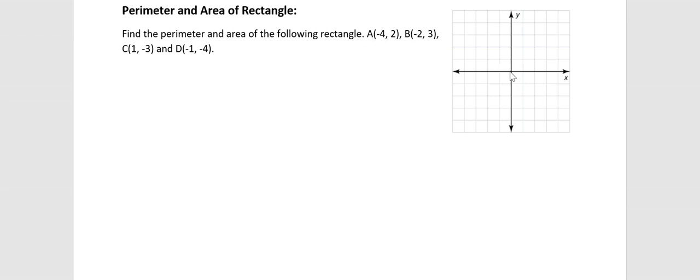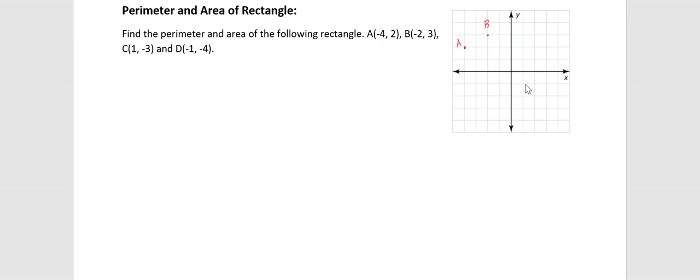Point A, x-coordinate is -4. So from the origin, we move 1, 2, 3, 4 units left. Y-coordinate is +2, so we move 1, 2 units up. Point B is (-2, 3), so 1, 2 units left, 1, 2, 3 units up.